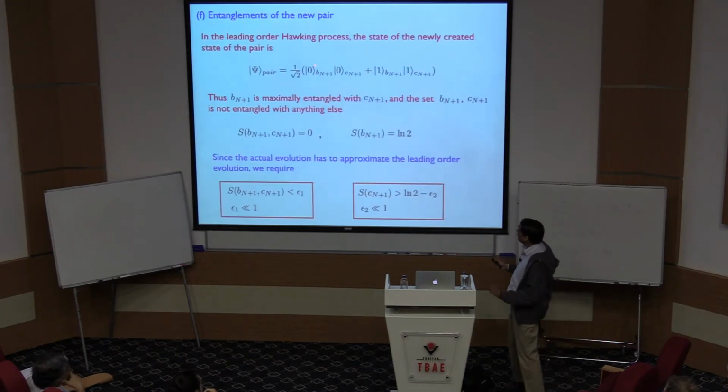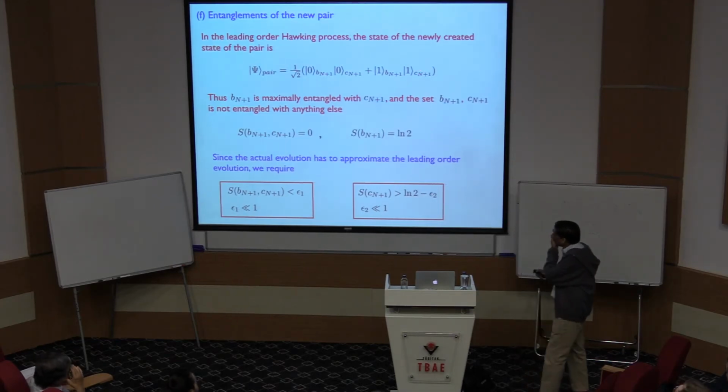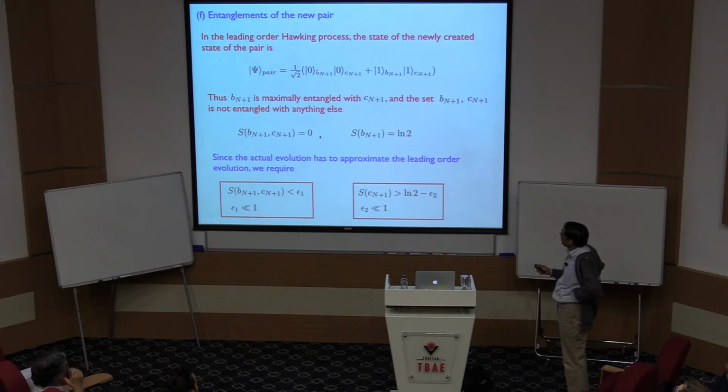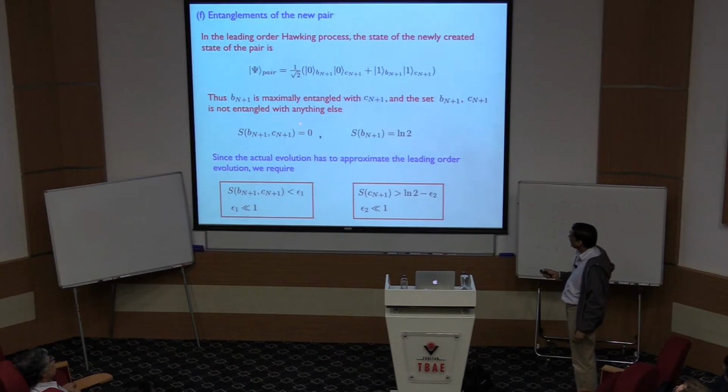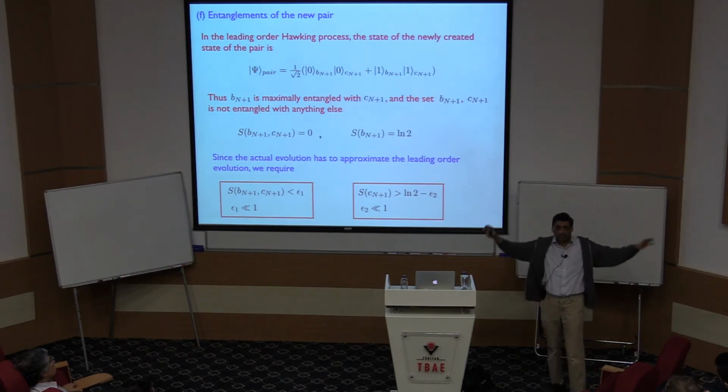Okay. Now let's talk about the pair which we have created. The pair itself is in the state 0 of Bn+1, 0 of Cn+1, plus 1 of Bn+1, 1 of Cn+1. This is the leading order Hawking pair, so there I just wrote the leading order answer. Let's talk about this guy's entanglements. You can see Bn+1 is entangled with Cn+1. Right? Because if that is 0, it is 0, if that is 1, it is 1. Okay, just like a singlet. So what's the entanglement of the whole pair with anything else? It is 0, because the whole thing forms a state, but doesn't depend on anybody else. Right? So if you take B and C together, it's not entangled with anybody.